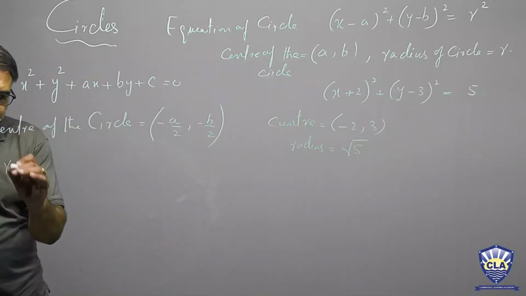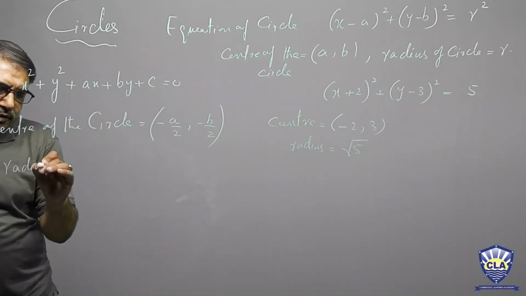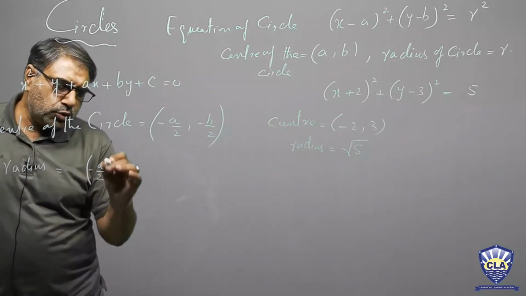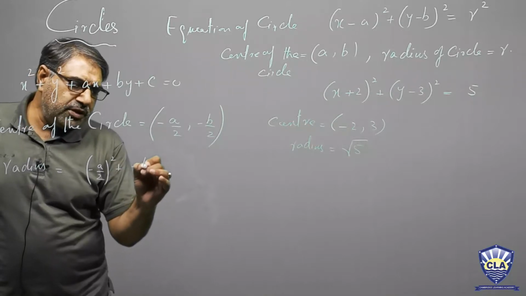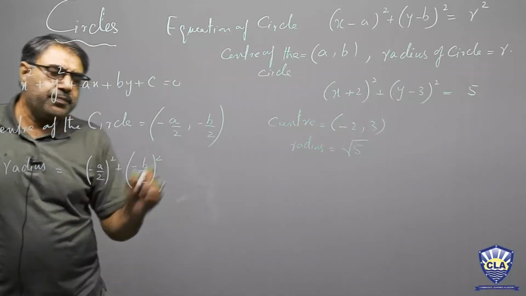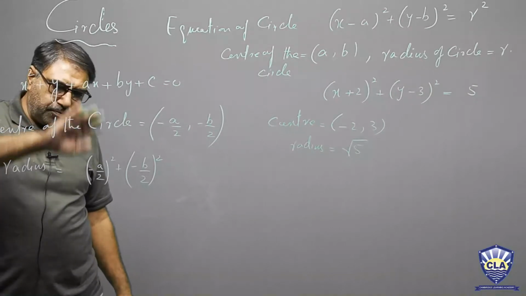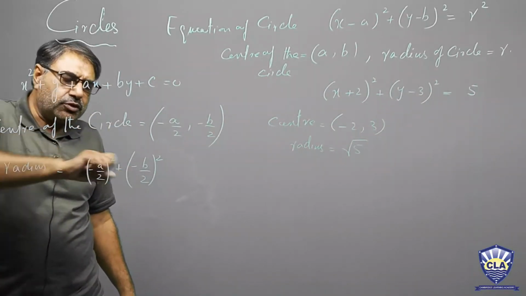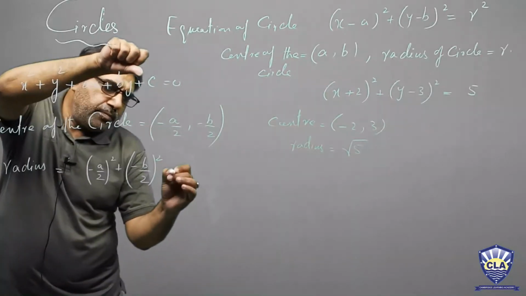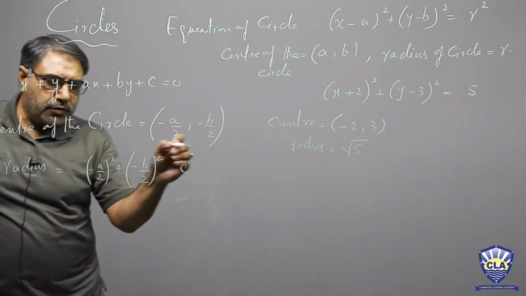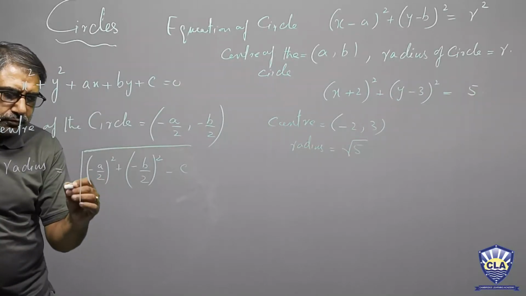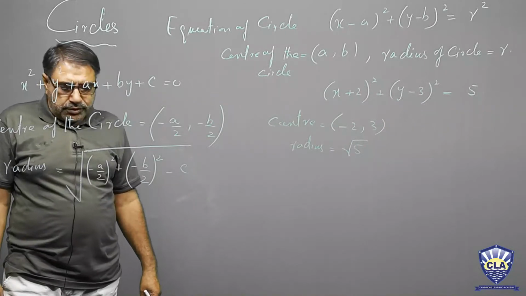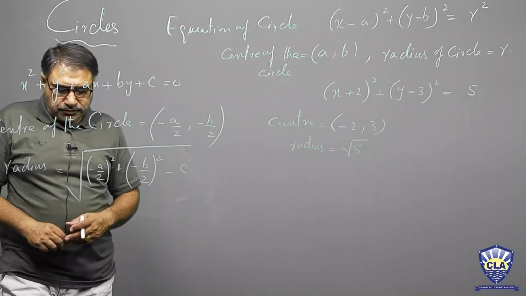And the radius, again opposite signs: (minus a over 2) square plus (minus b over 2) square. If it is positive, change of sign; if it is minus, then it will be positive. Plus c, then minus c without square, all under root. It is the formula for the radius.